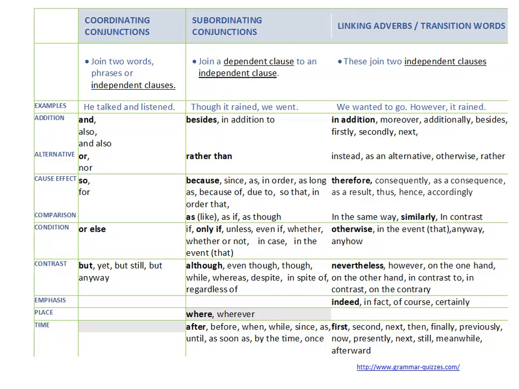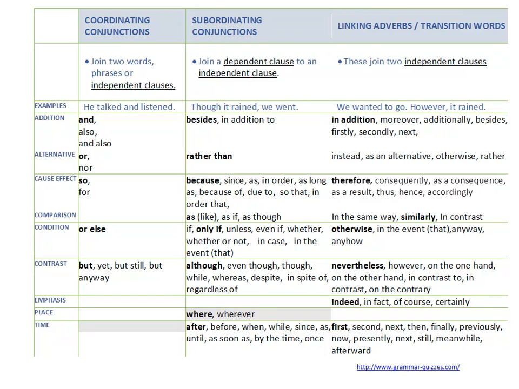or linking adverbs and transition words, which join, unite independent clauses. Examples for these would be: "we talked and listened," "though it rained we went," "we wanted to go, however it rained, and therefore we didn't go." So these create relationships between the different sentences in the text.